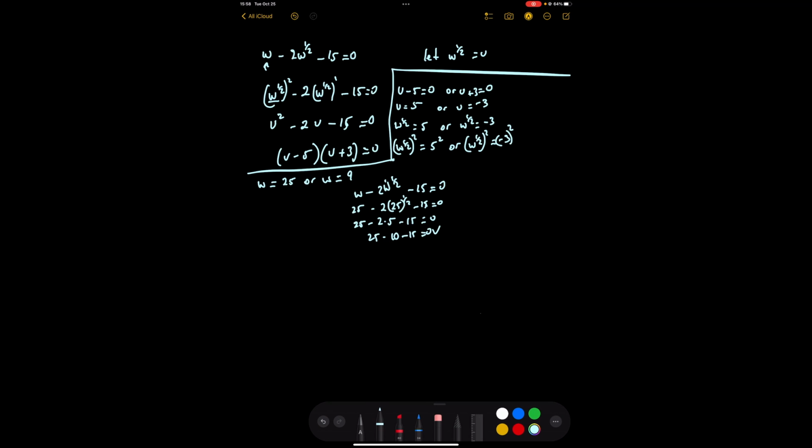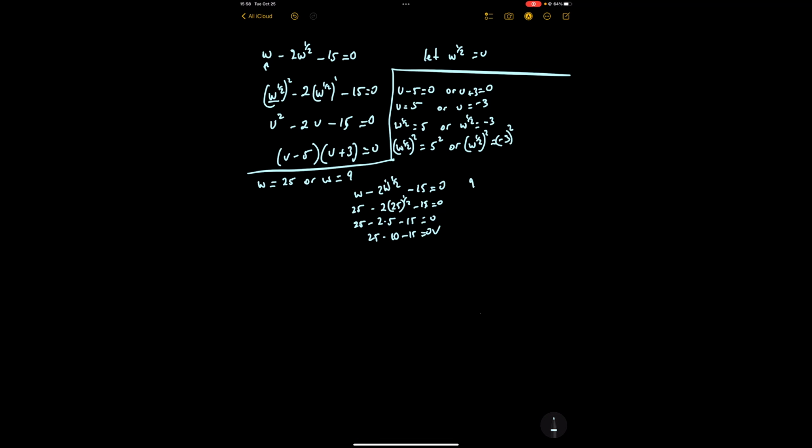How about 9? That would be 9 minus 2 times 9 to the power of half minus 15. Would that be the answer? Let's see. 9 to the power of half is basically the square root of 9, which is 3. So 9 minus 6 minus 15. Would that equal 0? That would not equal 0.